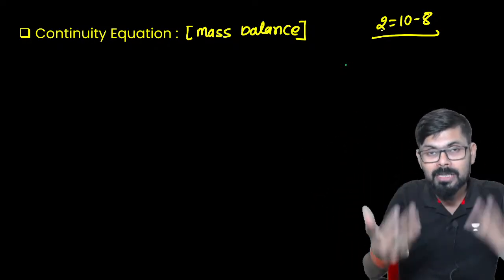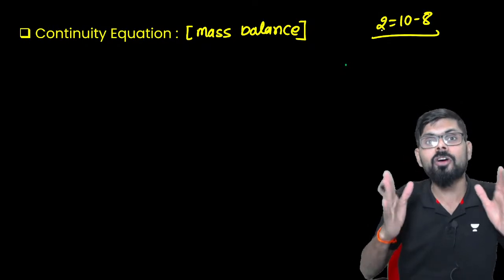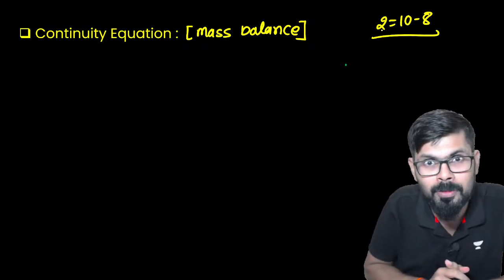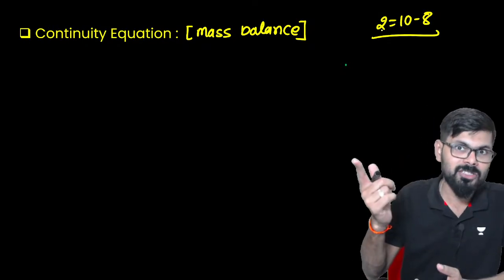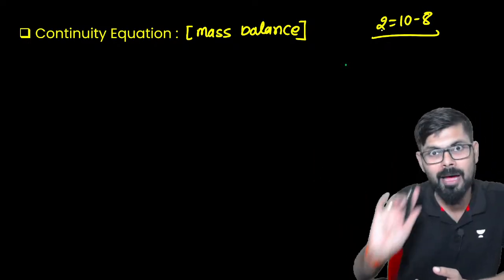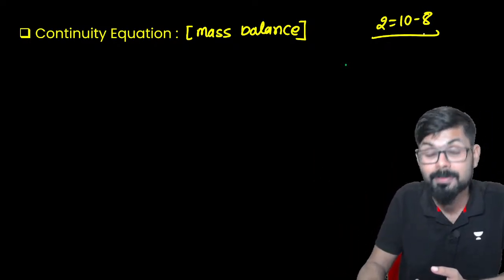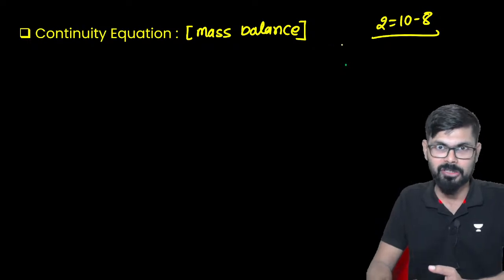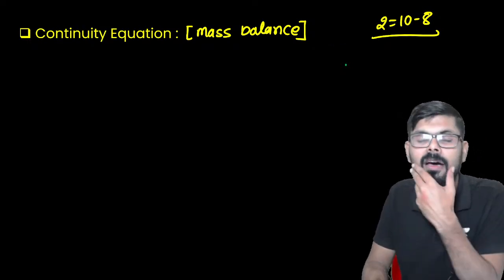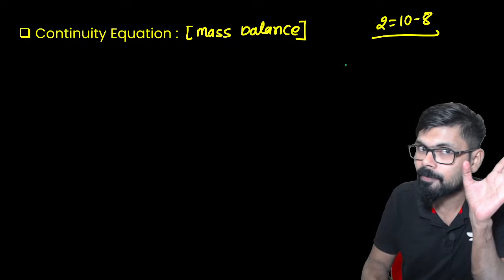So in words, I can say that the rate of mass accumulating within the control volume is equal to the net rate of mass transfer, the rate of mass entering minus the rate of mass leaving. This is basically the mass balance equation. Correct? Sir, is it steady or not? No, it's not steady.